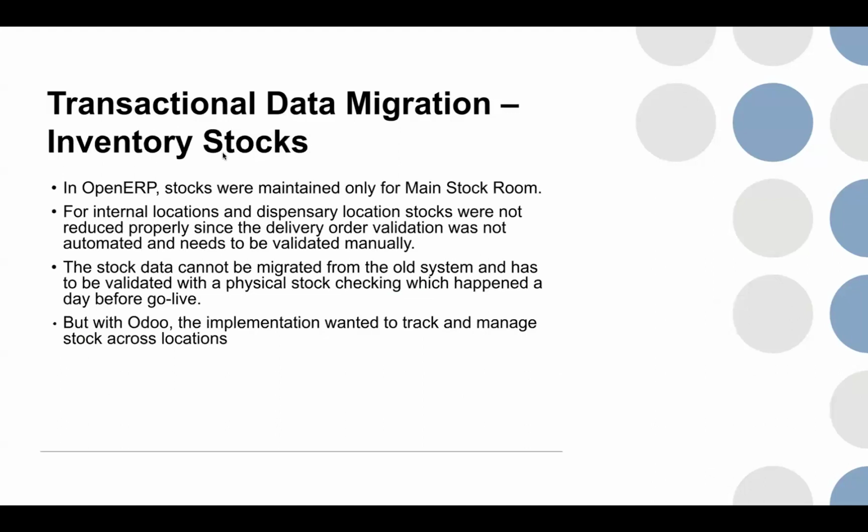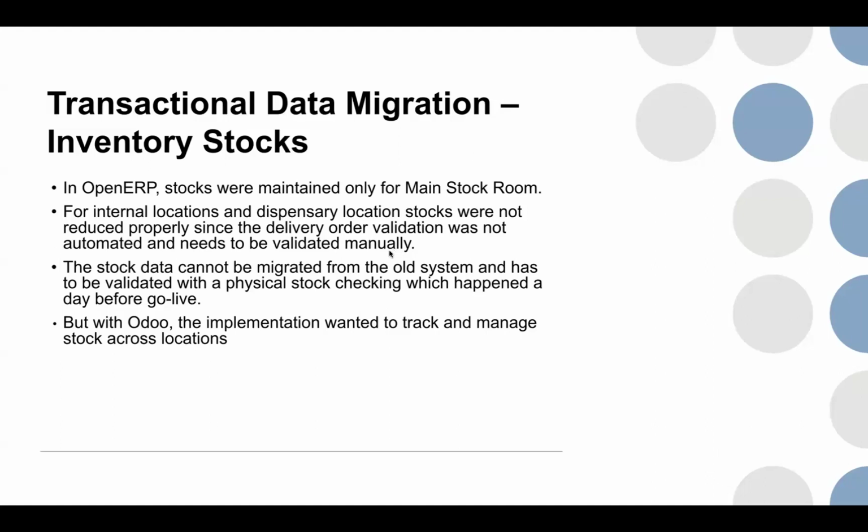Then, going to the stock data import. In the implementation in OpenERP, they had maintained the stocks for the main stock room, wherein procurement stocks come into the main stock room and then the dispensation happens from a sublocation. For the internal locations and dispensary locations, stocks were not reduced properly because the delivery order validation was not automated at the time of OpenERP 7, and it needed to be validated manually.